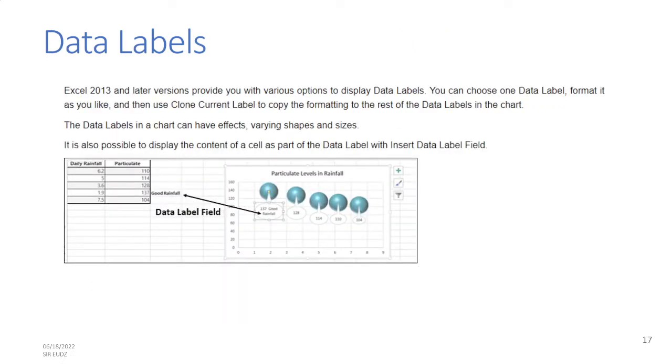Data labels. Excel 2013 and later versions provide you with various options to display data labels. You can choose one label format and format it as you like, and then use clone current label to copy the formatting to the rest of the data labels in the chart. The data labels in the chart can have effects, varying shapes and sizes. It is also possible to display the content of a cell as part of the data label with Insert Data Label field. So these are data label fields.